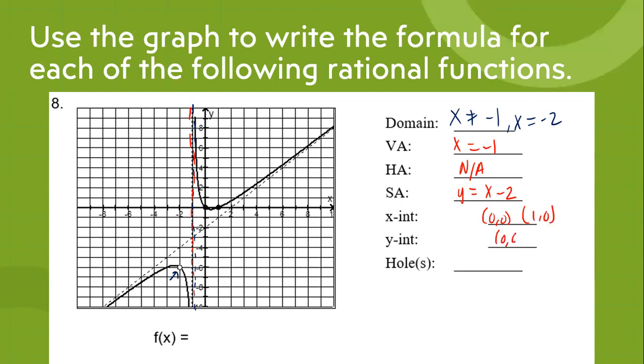Y-intercept has to be the origin. And we have a hole. Where's our hole? Negative 2, negative 6. All right, so we're gonna go through the steps again.